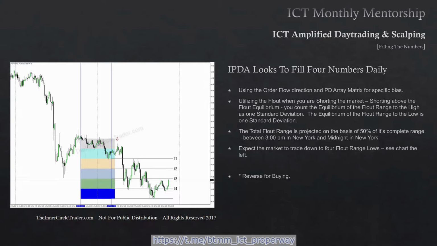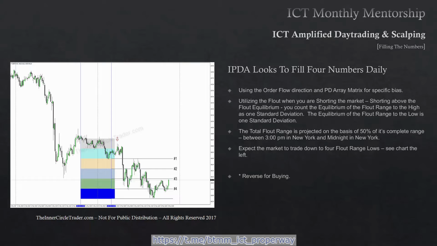The total flout range is projected on the basis of 50% of its complete range. And the range is determined between 3 p.m. New York and midnight in New York. So whatever that range is, the highest high and the lowest low, or the highest body, open or close, and the lowest body, open or close, however way you want to do the range, you're going to do both of them now, because we always have to factor in the potential error by looking at retail data feeds. But by using both of them, we're going to get a pretty good idea.